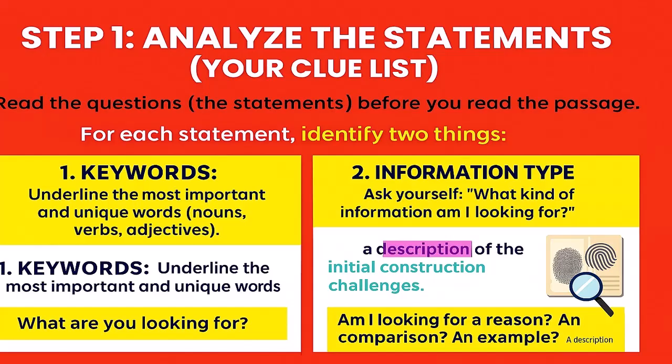After you find the keywords, I want you to understand the type of information the statement is asking for. Look at the beginning of the statement. Does it start with a reason for, or an example of, or a comparison between? In our example, it starts with a description of. Knowing the type of information you are looking for is so helpful. It gives your brain a very clear purpose. You're not just looking for the word construction, you're looking for a description of the challenges of construction. This makes your search much more focused.